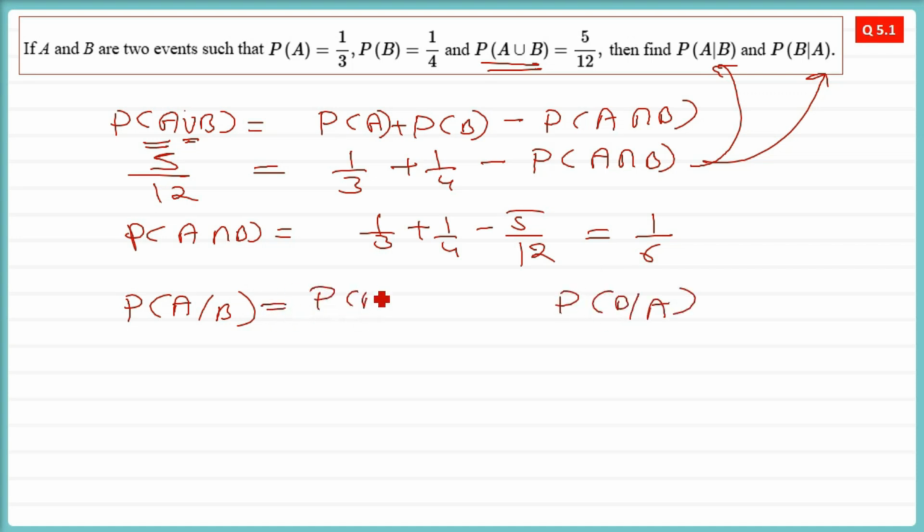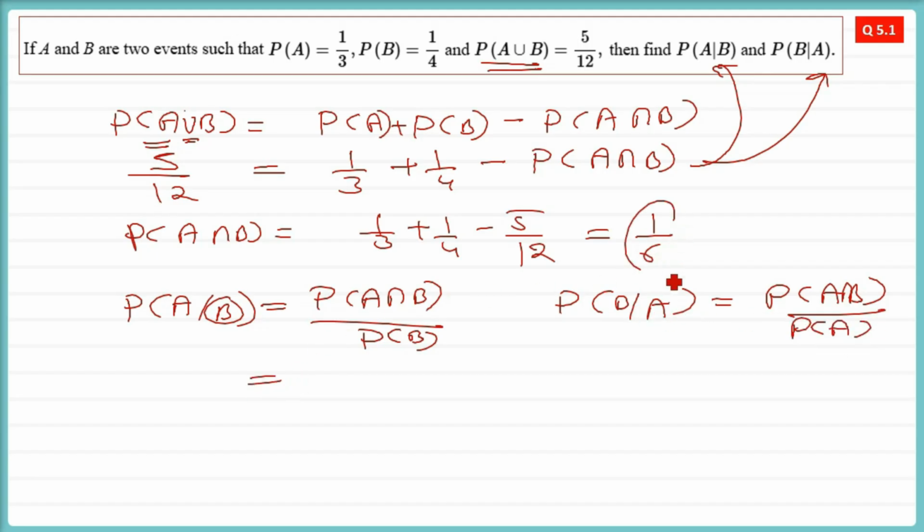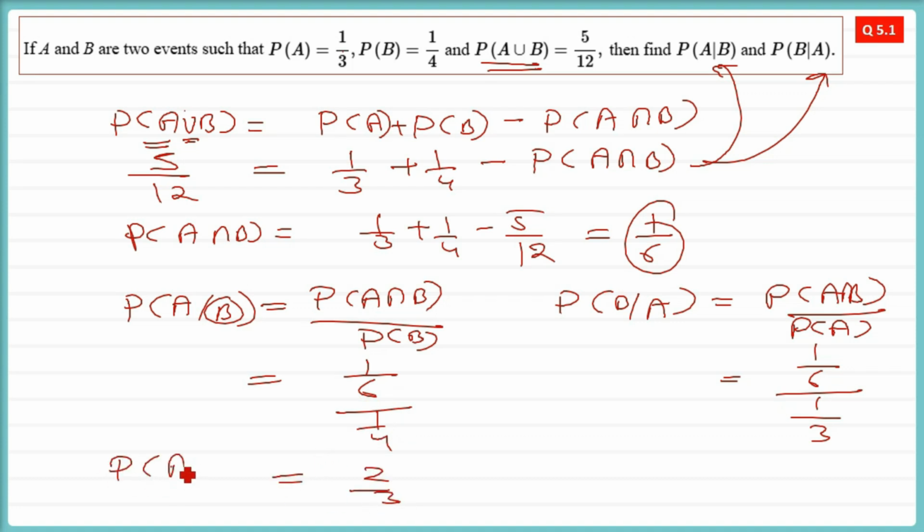So P(A|B) and P(B|A) I'm writing side by side, just to let you know that the P(A intersection B) is going to come in the numerator of both the computations. And in the denominator P(B) will come on the left and on the right P(A) will come. P(A intersection B) we have already computed just now. 1 by 6 can be placed in place of P(A intersection B). P(B) is 1 by 4. P(A) is 1 by 3, so let's write 1 by 3 here. So this is 4 by 6 and this is 3 by 6. So 2 by 3, which is P(A|B).